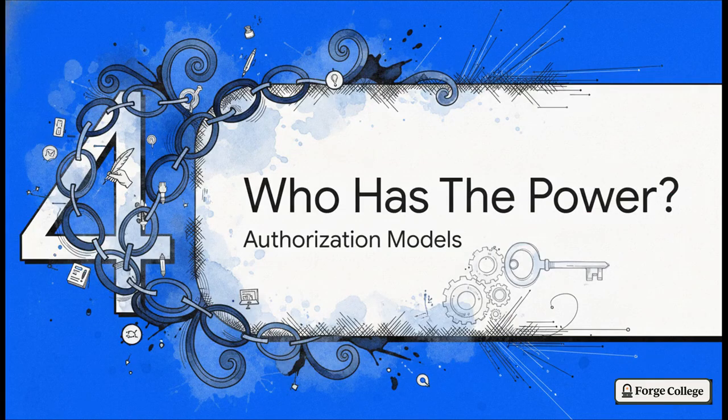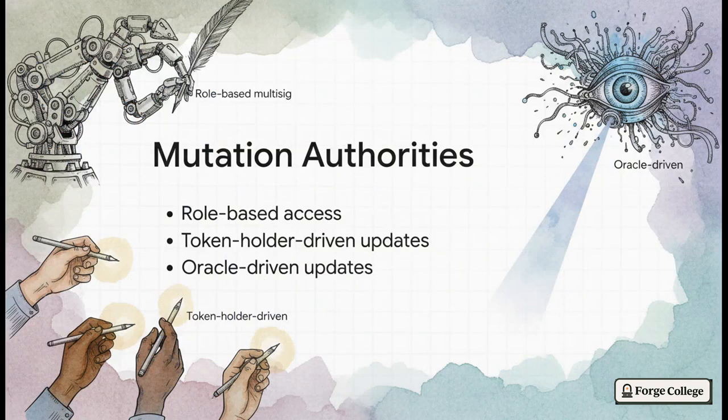Which brings us to Section 4. Who has the power? This begs a pretty obvious question, right? If the NFT's body can change, who is actually allowed to hold the pen and write those changes to the blockchain? Well, we generally see 3 suspects here. First up, role-based access, like a developer multisig. It's super easy to build, but congratulations, you've just centralized your Web3 project.